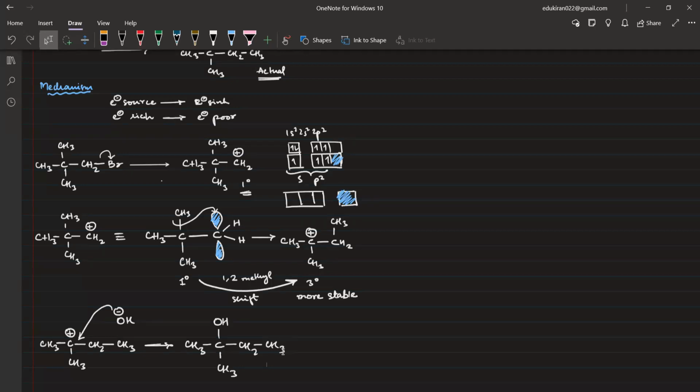This is not the only case in which rearrangement can happen. There are a few more cases in which rearrangement can happen. Okay, so we'll talk about those things also. And in all rearrangements, whenever a carbocation forms, the chance of rearrangement is always there. Okay.